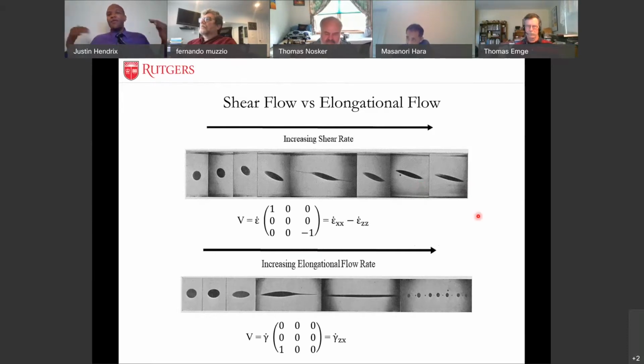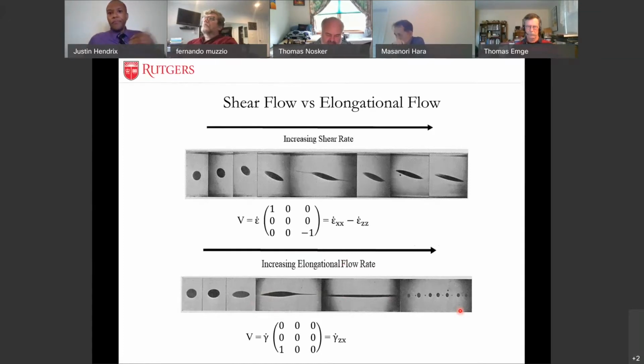Now, if we were to do that same thing under extensional flow, you see that the deformation leads to elongation. Then eventually it stretches like a rubber band. And once that rubber band reaches its limit, it breaks. And when that break happens, you create new surfaces, and I'll show in a later slide that those small droplets could then also be elongated, stretched out and broken, and so on continuously.